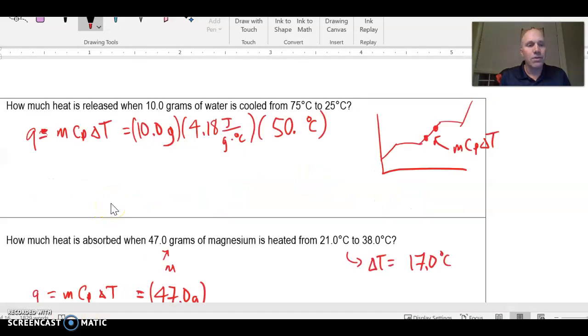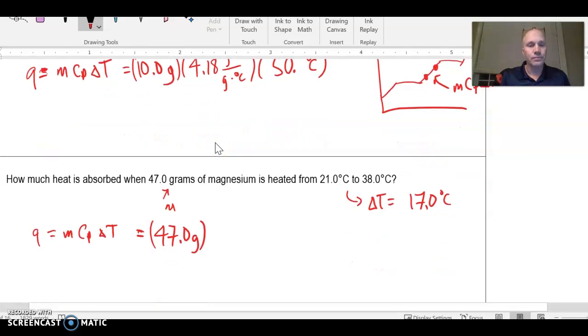In the next problem, it says how much heat is released when 10 grams of water is cooled from 75 to 25. If you're going to put dots on your heating diagram, it would go from about here to about here. The equation that governs the amount of heat either gained or released on any of the diagonal lines of this is mCpΔT, where you have the mass, the specific heat, and the change in temperature. So you would just use these numbers right here.